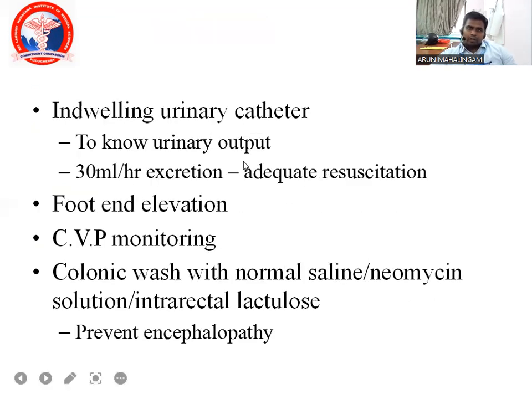Indwelling urinary catheter to see the output. The expected output to be maintained is 30 ml per hour, which indicates adequate resuscitation. Foot end elevation, CVP monitoring, and a colonic wash with normal saline and neomycin sulfate, or intrarectal lactulose, to prevent encephalopathy due to accumulation.